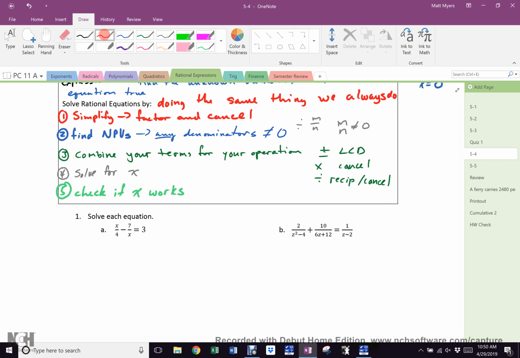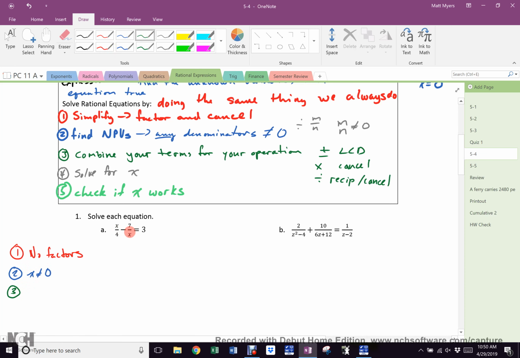Step 1. Can I do any factoring there? Yes or no? No. No factors. I can move right on to number 2. Are there non-permissible values? What is it? X cannot equal 0. Which means if I do all this work and at the end of it all, x equals 0, can I solve this? No. Good. What's 3?